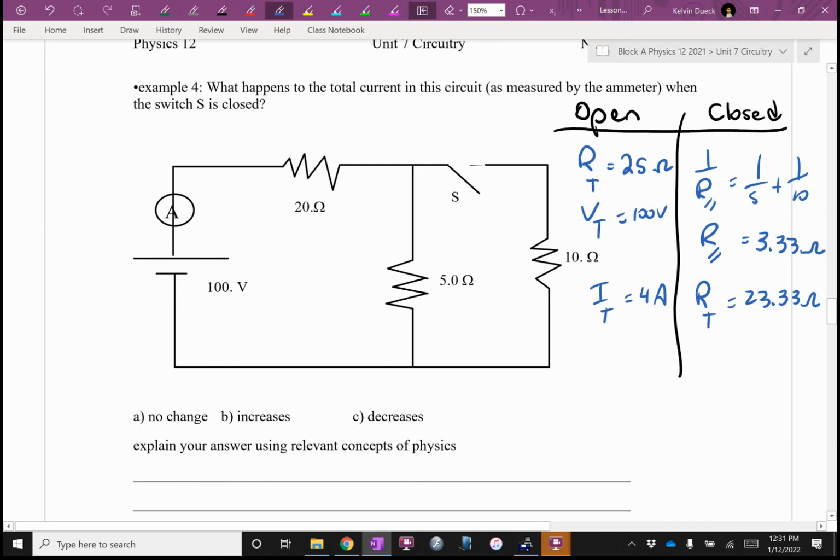Donald, what was R total with the switch open? 25. What about when the switch is closed? 23. Did R total get bigger or smaller? Okay, here's the weird, so little circuitry for you. If you add a resistor in series, R total gets bigger. But strangely, if you add a resistor in parallel, you might think, well, I'm adding a resistor, so R total must be getting bigger. Actually, when you add a resistor in parallel, Donald, R total gets what? Smaller. Every time you add another parallel resistor, you've actually lowered the overall resistance.